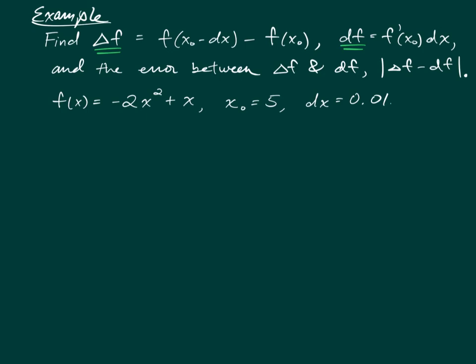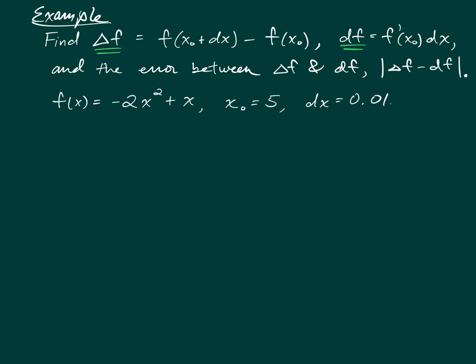In this example, you are asked to find delta f. That's the first part of this. And that is defined as finding the function value just a little bit to the right. This should be plus dx. There we go. Just a little bit to the right of the y value you're interested in, and you're just taking a difference in y values there.